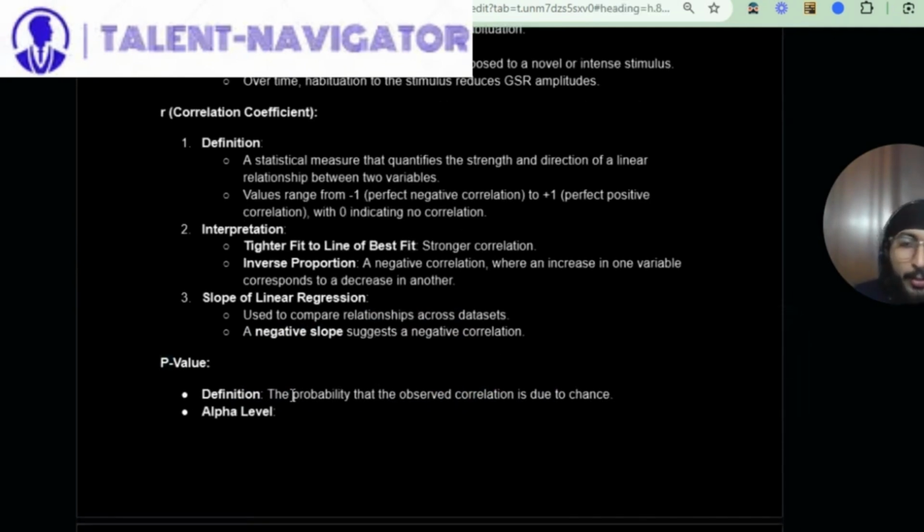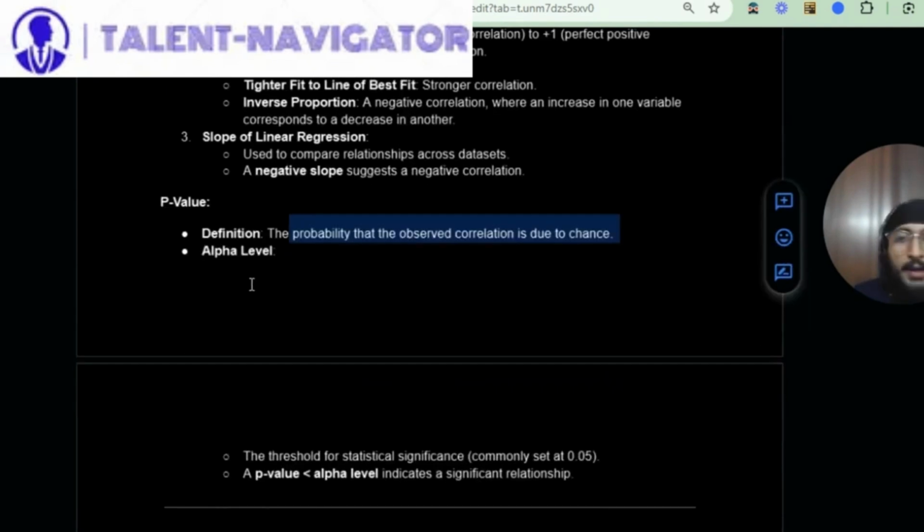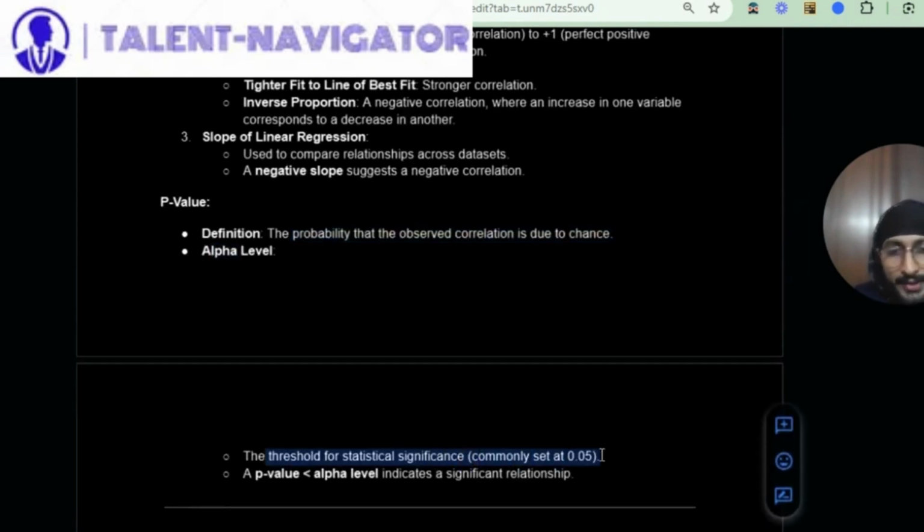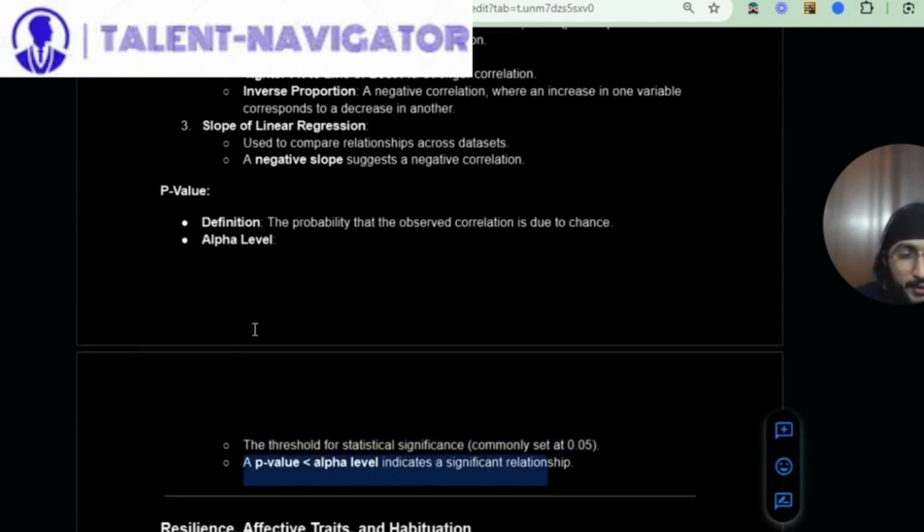Moving on to the p-value. The p-value is basically the probability that the observed correlation is due to chance. The alpha level, the threshold for statistical significance, is commonly set at 0.05. So a p-value less than the alpha level indicates a significant relationship.